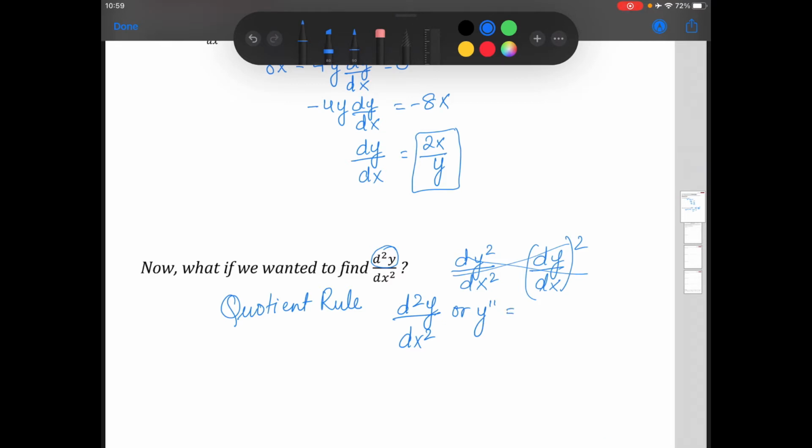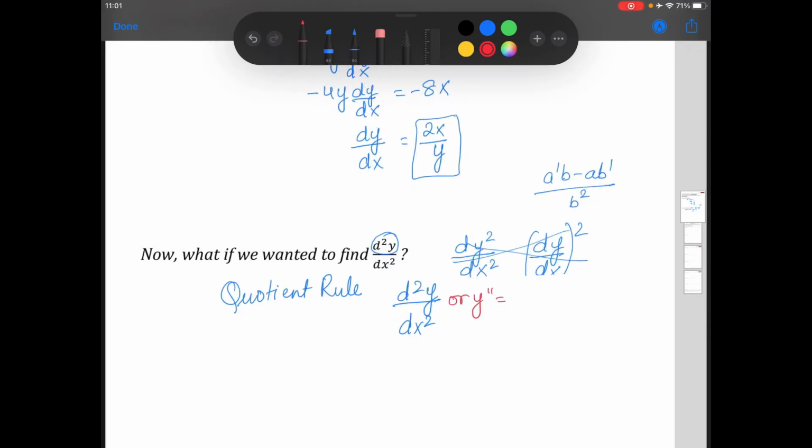So the quotient rule is what? I'm just going to write it here: a prime b minus ab prime over b squared, where a is your numerator and b is your denominator. So it's going to be the derivative of the numerator, which is just 2y, minus 2x times the derivative of y, which is 1 times dy over dx, right? So all over y squared.